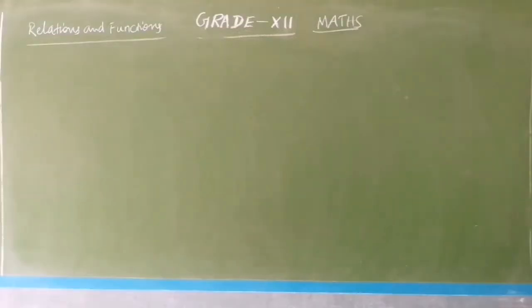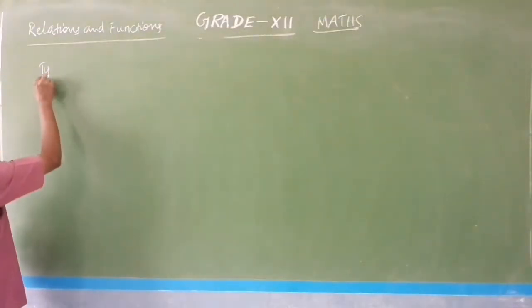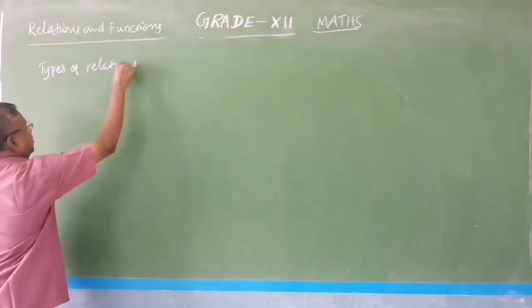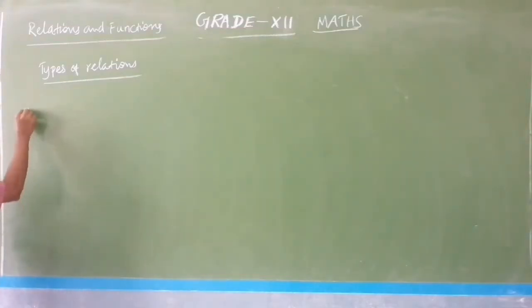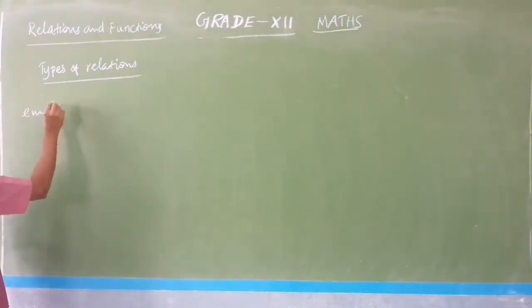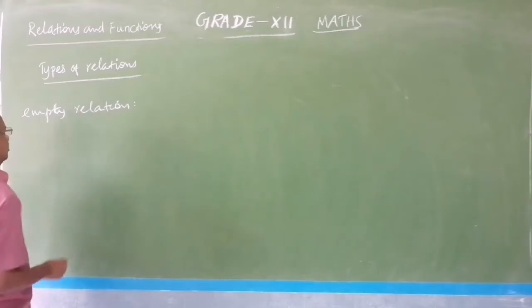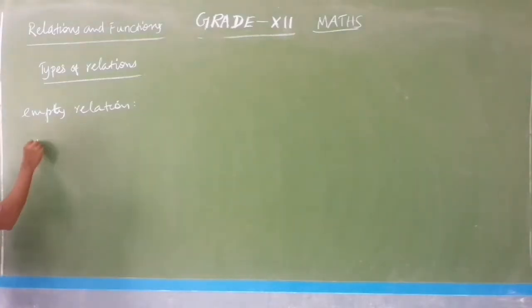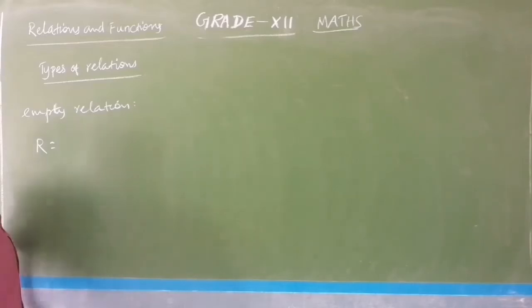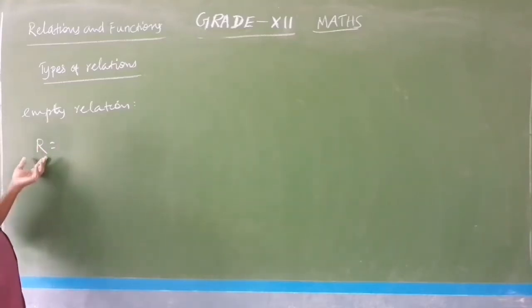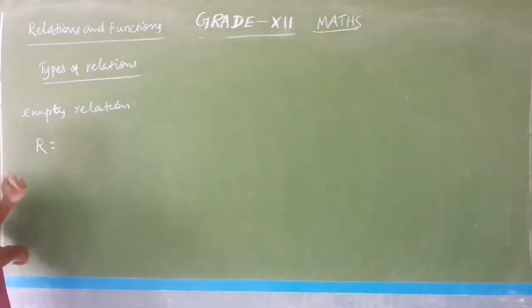So now, types of relations. First, empty relation. R is a relation in which no element satisfies the condition of the relationship from A to B in the Cartesian product. Therefore R is an empty set, that is R equal to the empty set.